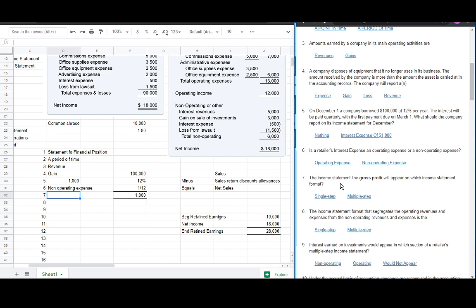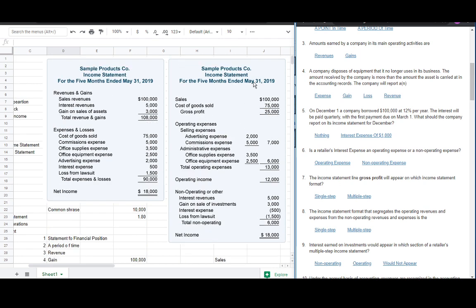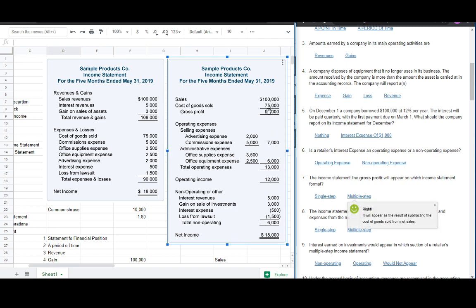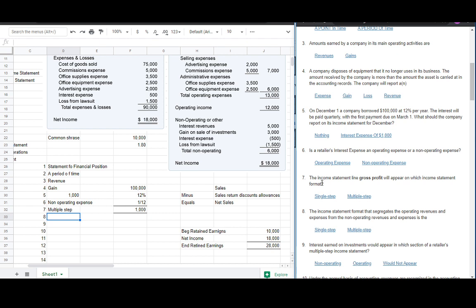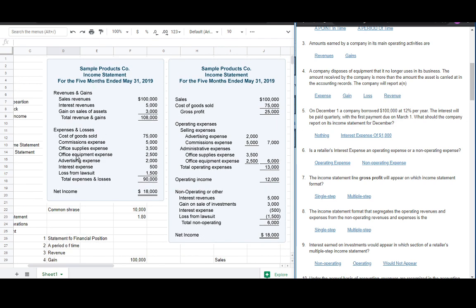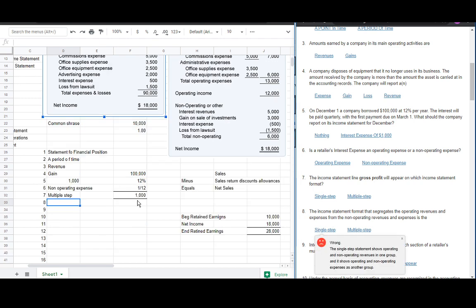The income statement line gross profit, this is the gross profit, appears on the multi-step. Diba? Gross profit is computed from deducting COGS from sales. And number 8. The income statement format that segregates the operating revenues and expenses from non-operating revenues and expenses is the single step. Diba? Nakahiwalay siya.